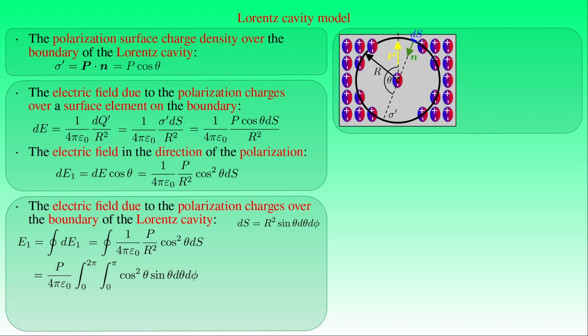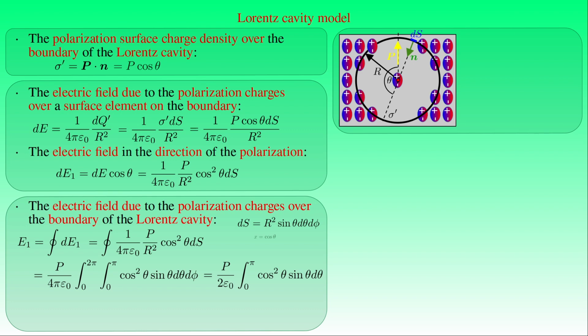times the double integral of the square of cosine theta times sine theta with respect to the polar angle theta and the azimuthal angle phi, where the boundaries of integration cover the whole Lorentz sphere. Since the integrand does not depend on the angle phi, the integral with respect to phi from 0 to 2 pi gives 2 pi, and we can reduce the right-hand side to P over 2 times epsilon naught, times the integral of the square of cosine theta times sine theta with respect to theta from 0 to pi.